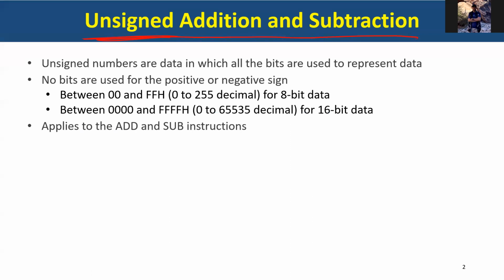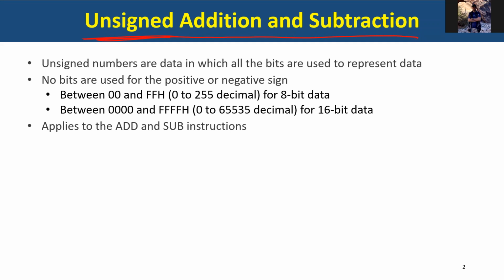So unsigned numbers are the data in which all the bits represent the number, and there is no sign bit. So if you have 8 bits, the complete 8 bits represent the number. If you want to convert these 8 bits to their decimal equivalent, you should use all the 8 bits. If it's a signed number, then the 8th bit represents the sign. But this is not the case with unsigned numbers.